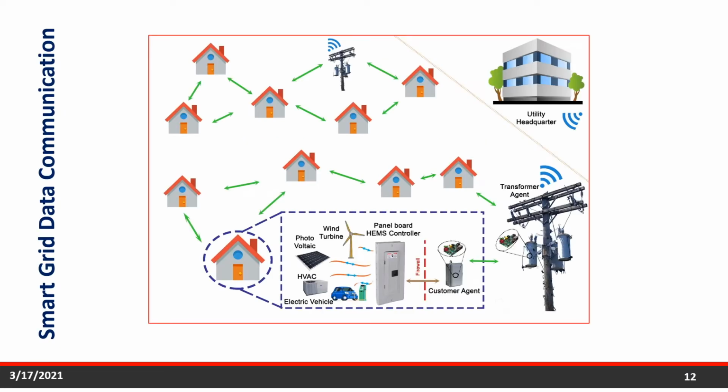We first show the system architecture of the Smart Grid Data Communication System. So we have a home referred to as Customer Agent or CA that has multiple appliances managed by the Home Energy Management System. And that Customer Agent is establishing a communication with the Transformer Agent at the neighborhood. In our lab, we take care of this communication between the CA and the TA, actually between different CAs at different homes and the TA.